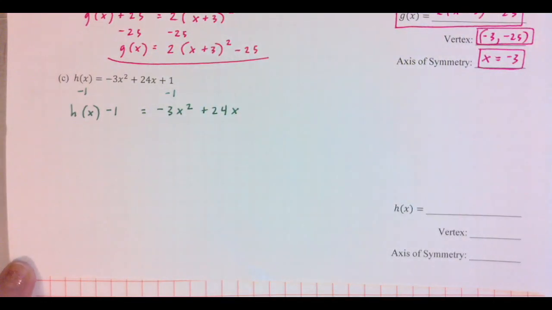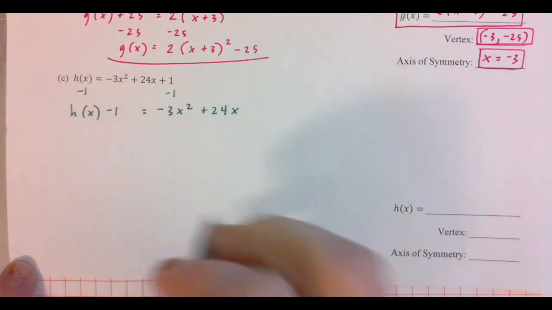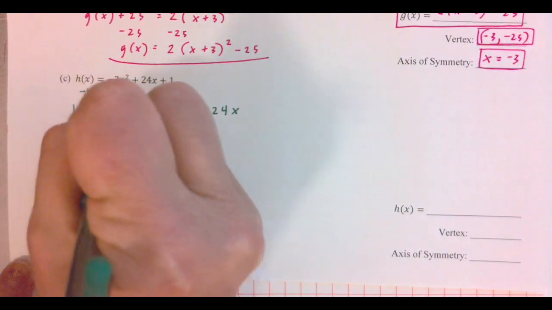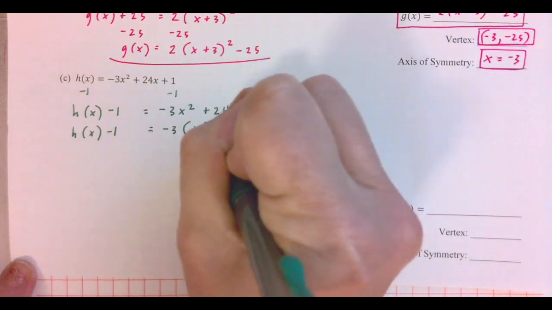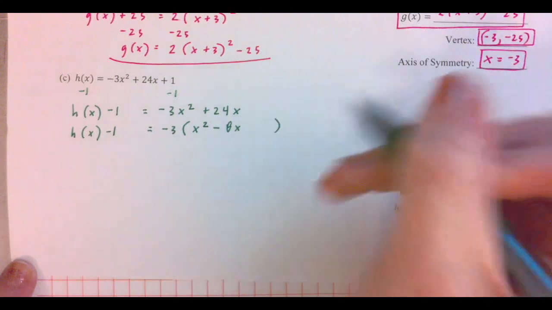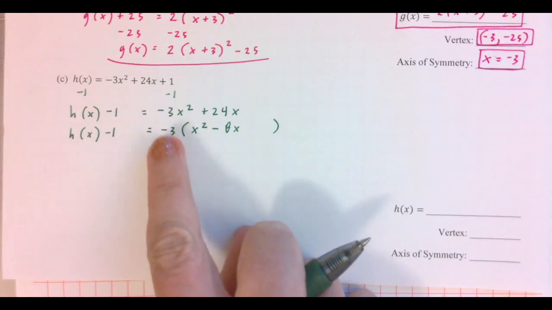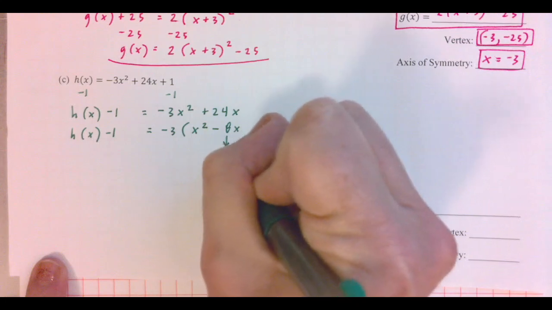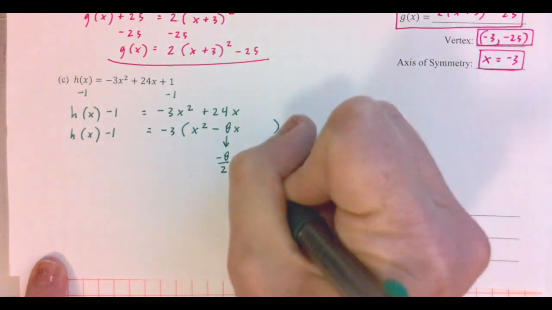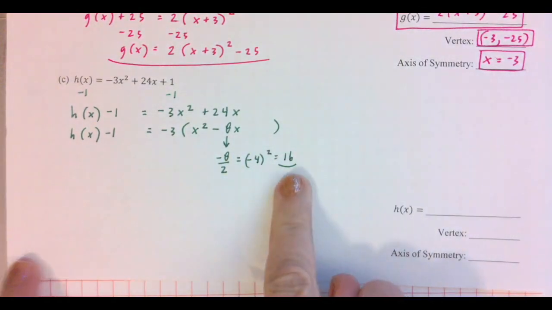Okay, I cannot complete the square until I divide out that leading coefficient of -3. So h of x minus 1 equals -3 times x squared minus 8x, and I'm just leaving room, acknowledging that I need something to go here that completes the square. Don't forget, though, that you divided out that -3 initially. So looking at that -8, I'm going to split it in half. Gets me -4. I'm going to square it. And that gets me 16.